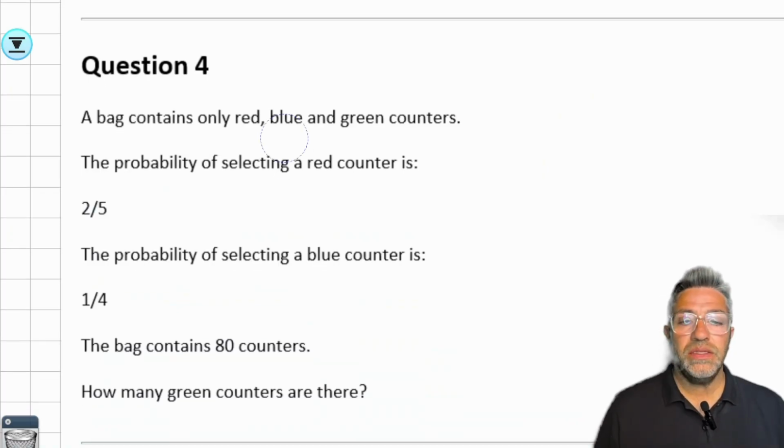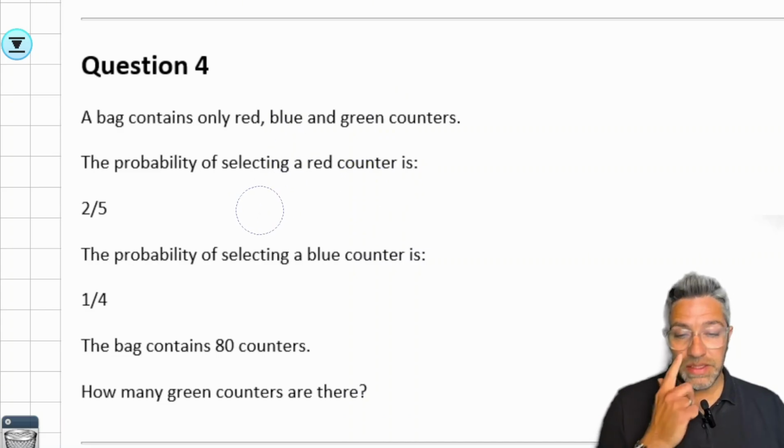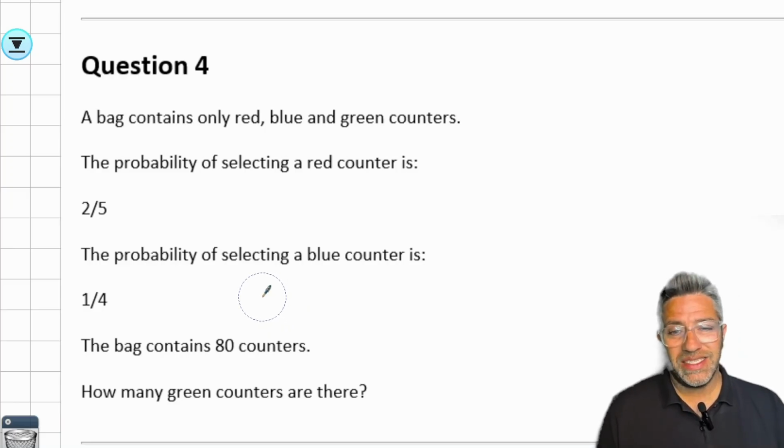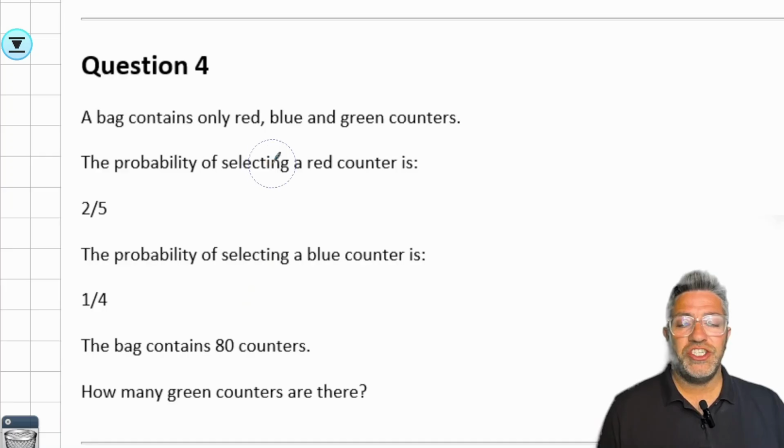A bag contains only red, blue and green counters. The probability of selecting a red counter is 2/5. The probability of selecting a blue counter is 1/4. The bag contains 80 counters. How many green counters are there? Well, I could do 2/5, add a quarter, subtract the answer from 1. That will tell me the fraction that are green, and then work out that fraction of 80. But we've got to be efficient.